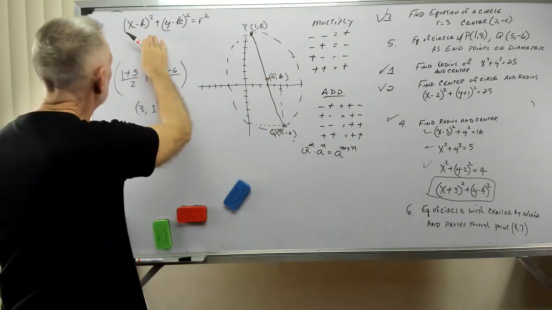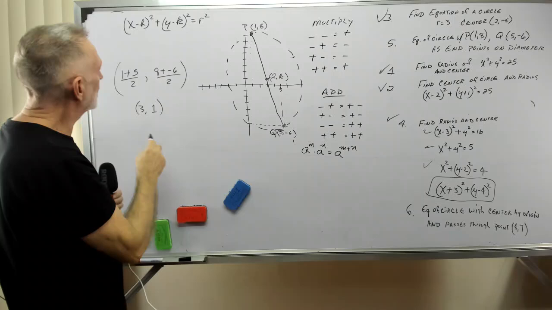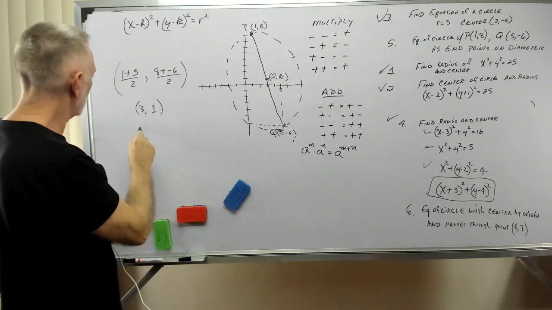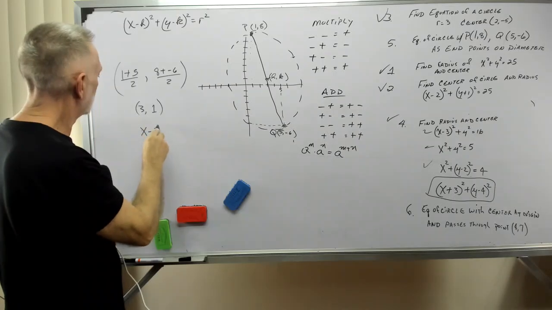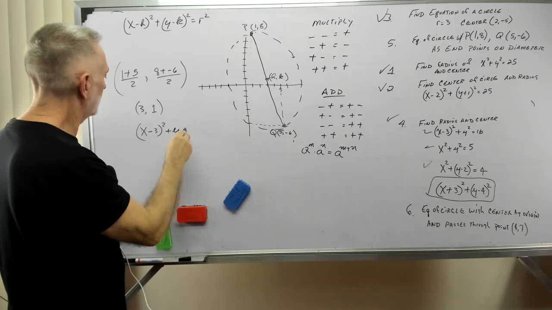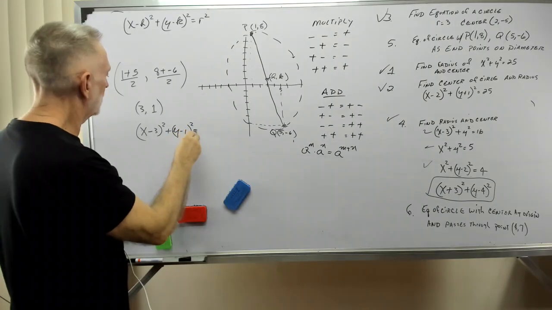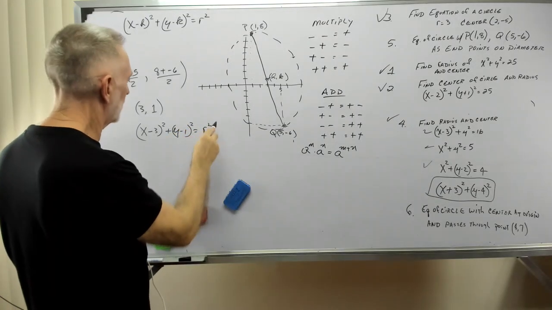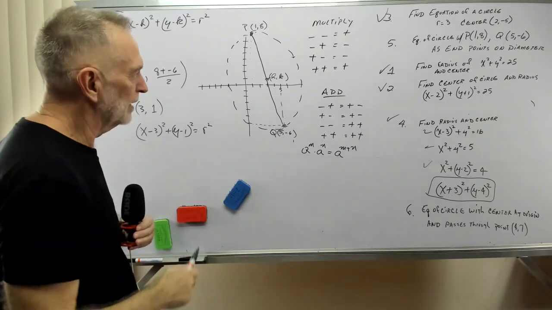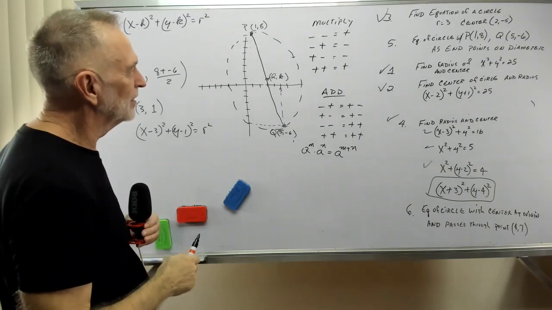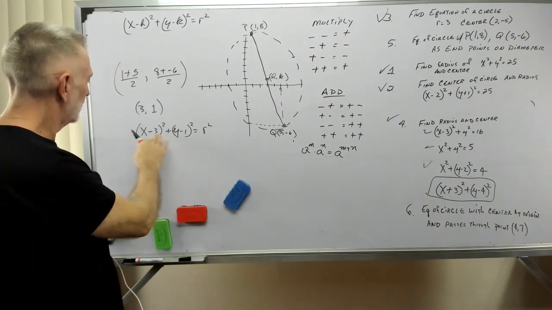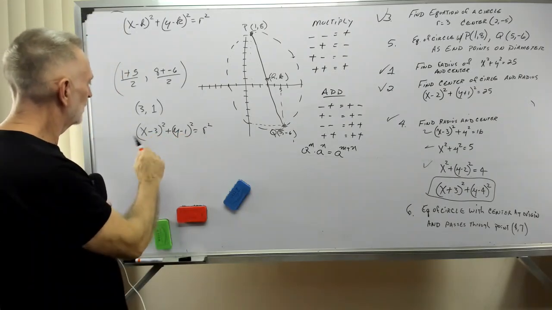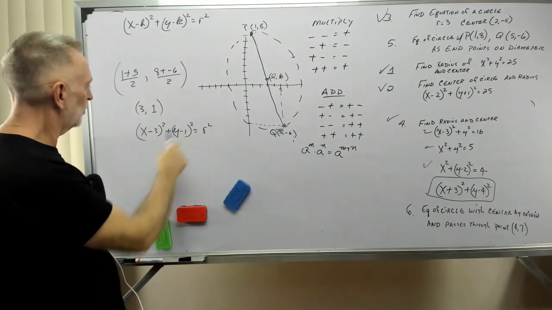So what can I do now? I have (x minus 3) squared plus (y minus 1) squared equals my radius squared. We're trying to get the equation of this circle. I'm almost there. 3 and 1 would be my center, but what's my radius?